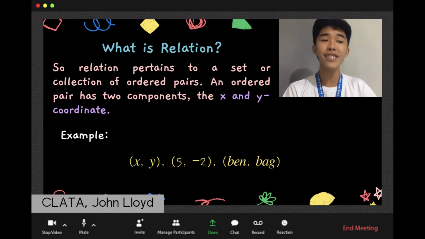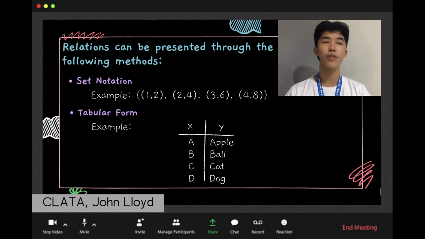So in this example, x, 5, and Ben are what we call the x coordinates, while y, -2, and bag are the y coordinates. Relations can be presented through the following methods. First is the set notation. An example is, inside braces, (1, 2), (2, 4), (3, 6), and lastly (4, 8).